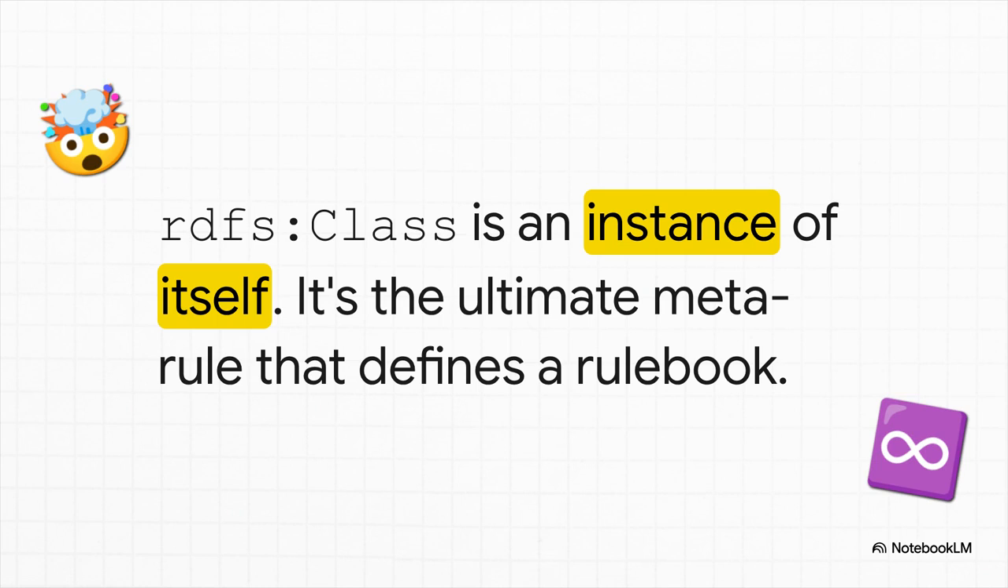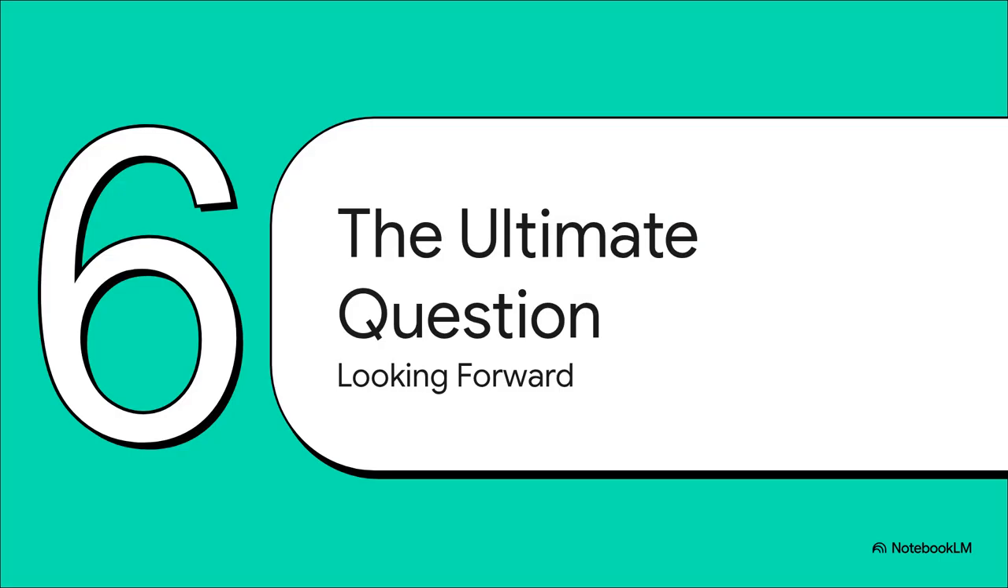Now this might feel like a weird paradox, but it's actually a beautiful, elegant, logical loop that lets the whole system exist. It is the ultimate meta rule. It's the rulebook that contains the rule for how to be a rulebook. Which brings us to our final section, the ultimate question.